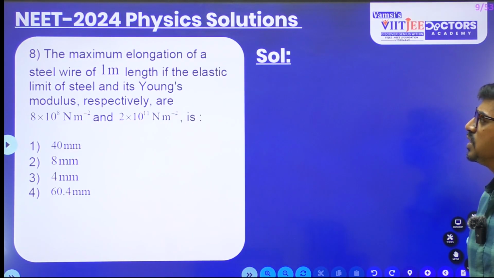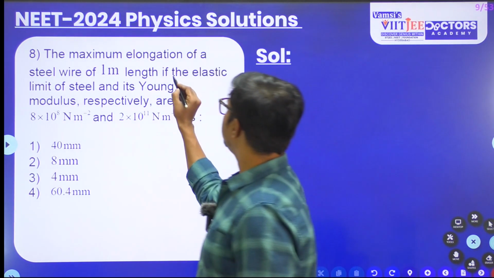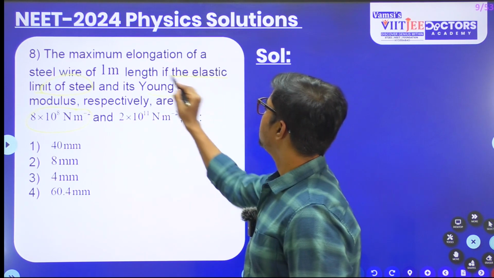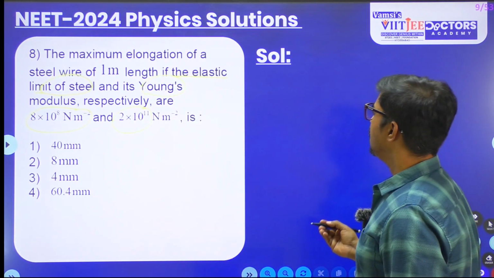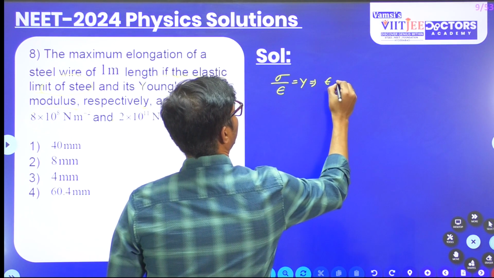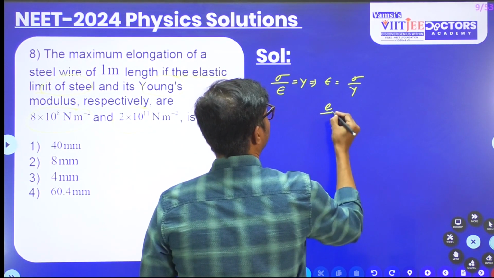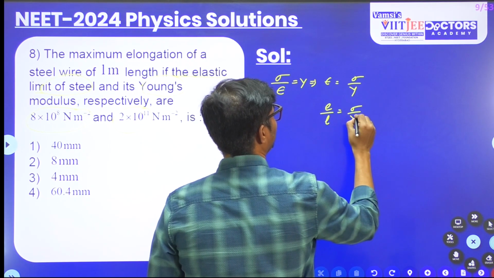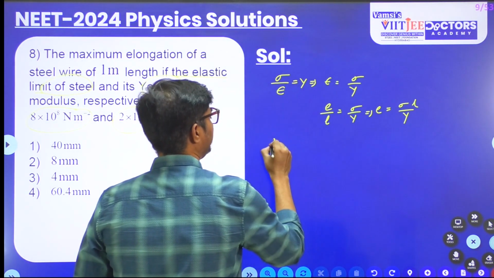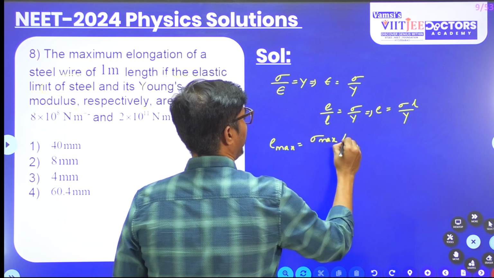Okay, right. Next question. The maximum elongation of a steel wire of 1 meter length of elastic limit. So elastic limit is given, that is 8 into 10 power 8. And then Young's modulus is given, that is 2 into 10 power 11. So we know that stress by strain equal to Young's modulus. That means strain equal to stress by Young's modulus. And strain equal to deformation by natural length, that is equal to stress by Young's modulus. So you get deformation equal to sigma L by Y. We want epsilon or deformation maximum, that is going to be sigma max into L by Y.